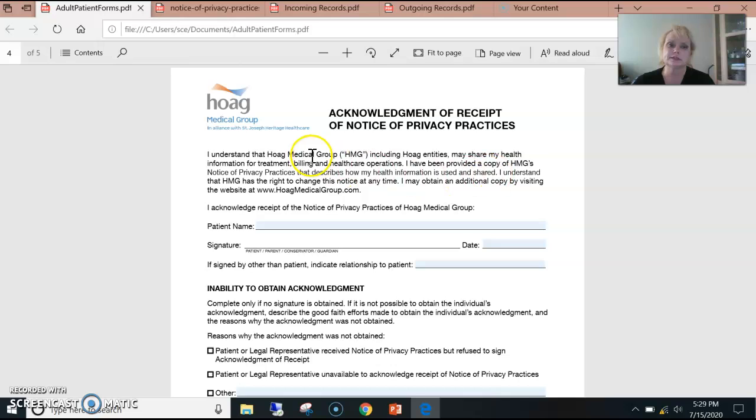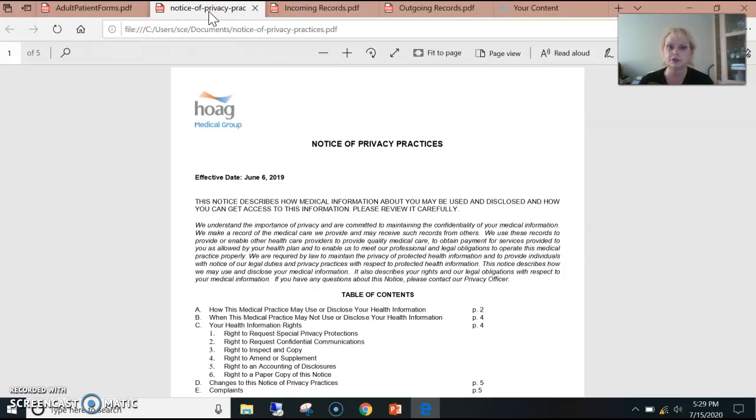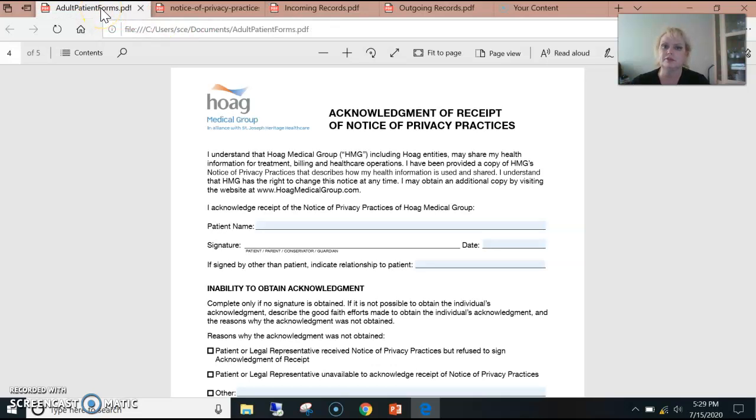So you have to get their signature, and their intake forms are on the clipboard, and then underneath you have the notice of privacy practices that you give to them. They can take it home with them. So this form is saying that you've given it to them and they're acknowledging receipt of it. So this is that HIPAA form we have to get signed for new patients.